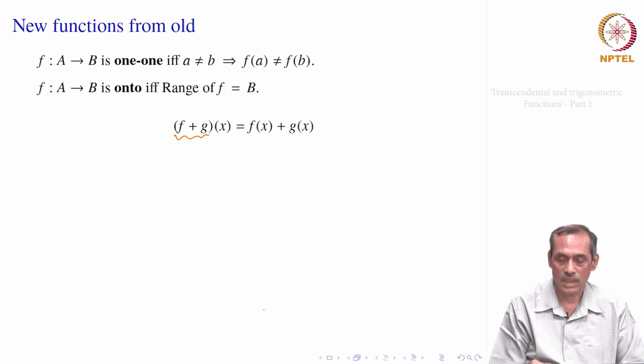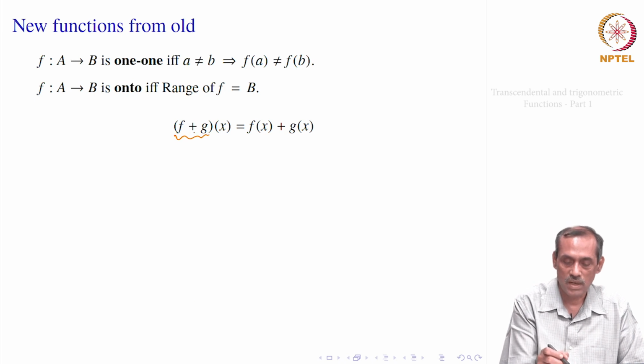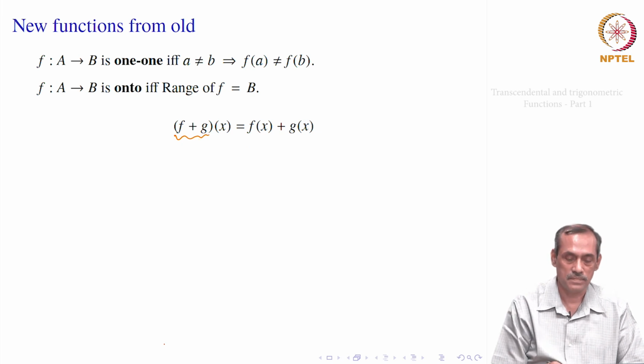of x. Though it looks very trivial, it has to be read that way: f plus g is a new function whose value at x is equal to the old value of f at x plus the old value of g at x. So, that gives you the value of f plus g at x. That is how we define f plus g.